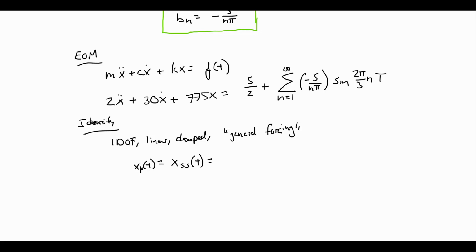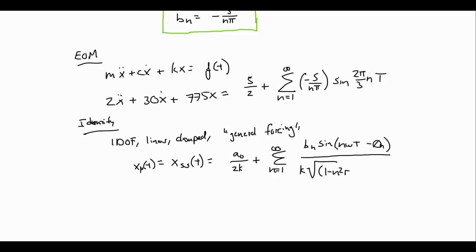It is going to be equal to our A0 over 2k plus the sum from n equals 1 to infinity of, now all of our an terms are 0, so I will drop them out from writing this one, but bn sine n omega t minus phi n over k times the square root of 1 minus n squared r squared quantity squared plus quantity 2 zeta n r squared. That's all over square root like that.